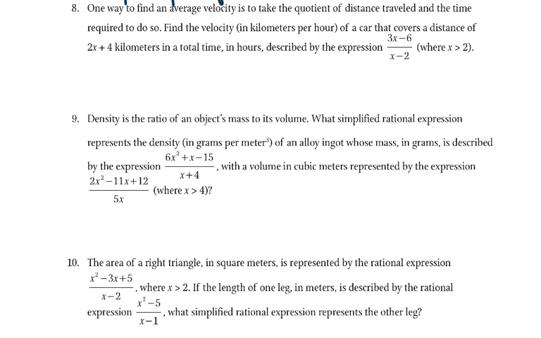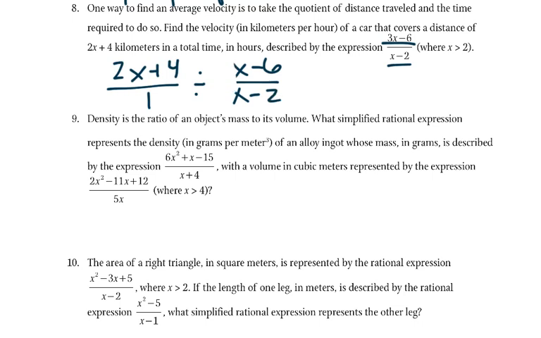Okay, number 8. One way to find average velocity is to take the quotient, and so that's what we're doing, of a car that covers a distance of 2x plus 4 in a total time in hours described by the expression. So we've got 2x plus 4 over 1 divided by 3x minus 6 over x minus 2. But we know that we actually have to flip and multiply.